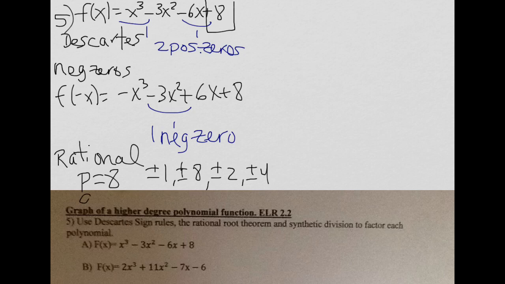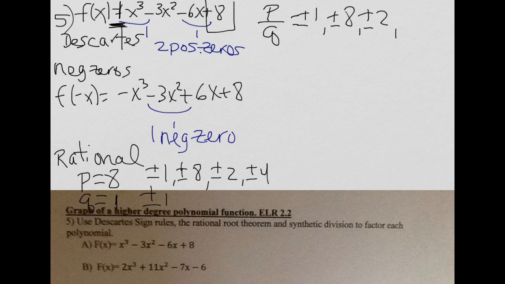What are the possibilities for my q? Q is always the one that's located in the very front, the highest degree. So here it's in front of the x cubed, and it's the imaginary 1. So the only possible factors for 1 are plus minus 1. I need to take those and divide them and list them all. So I could have a plus minus 1 possibility, a plus minus 8. 2 divided by 1 is 2, and 4 divided by 1 is 4. So 2, 4, 6, 8 different possible zeros here.